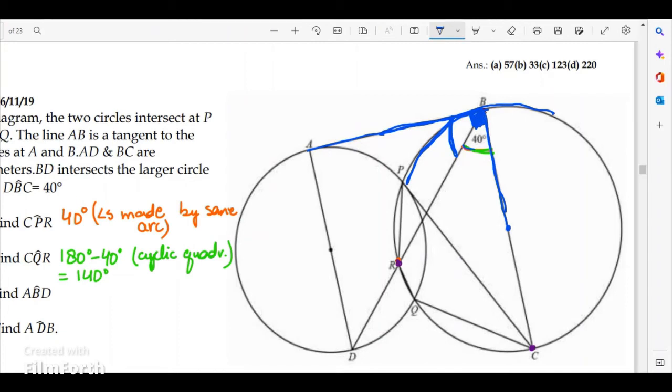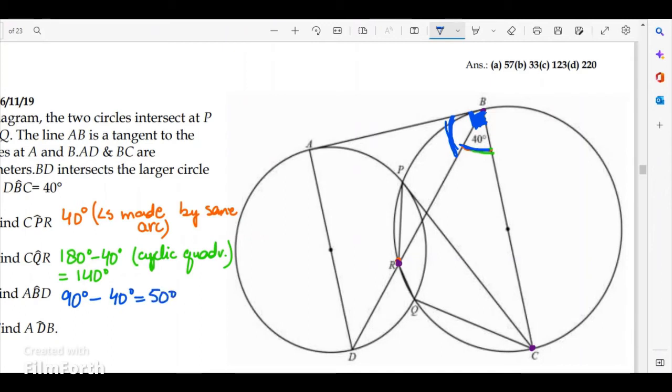So from 90 degrees, this part is 40 degrees. You can work out the remaining part. And what would that be? 90 minus 40 degrees, you would get that part. So 90 degrees minus 40 degrees, that is 50 degrees would be the answer.